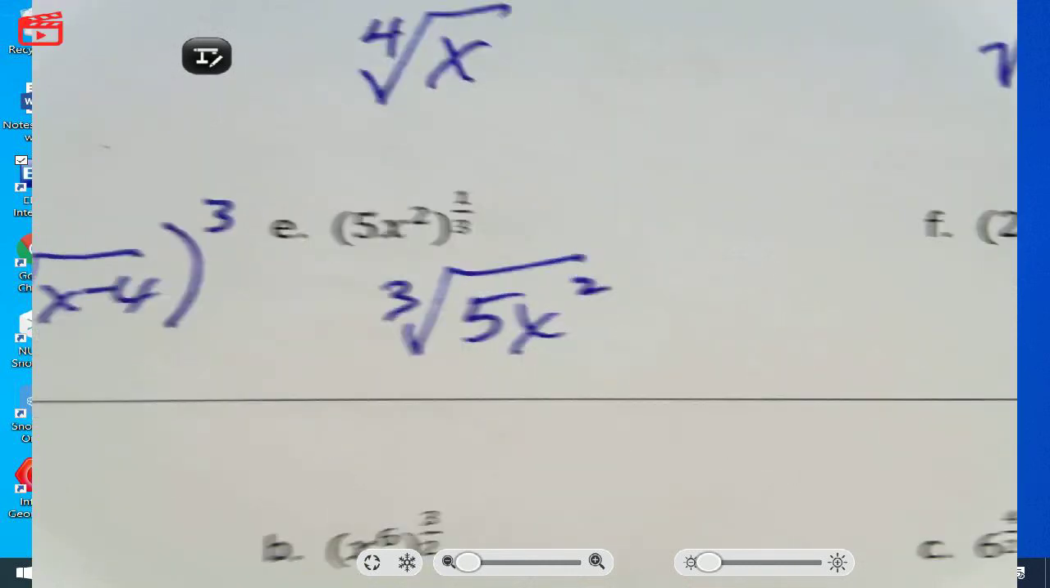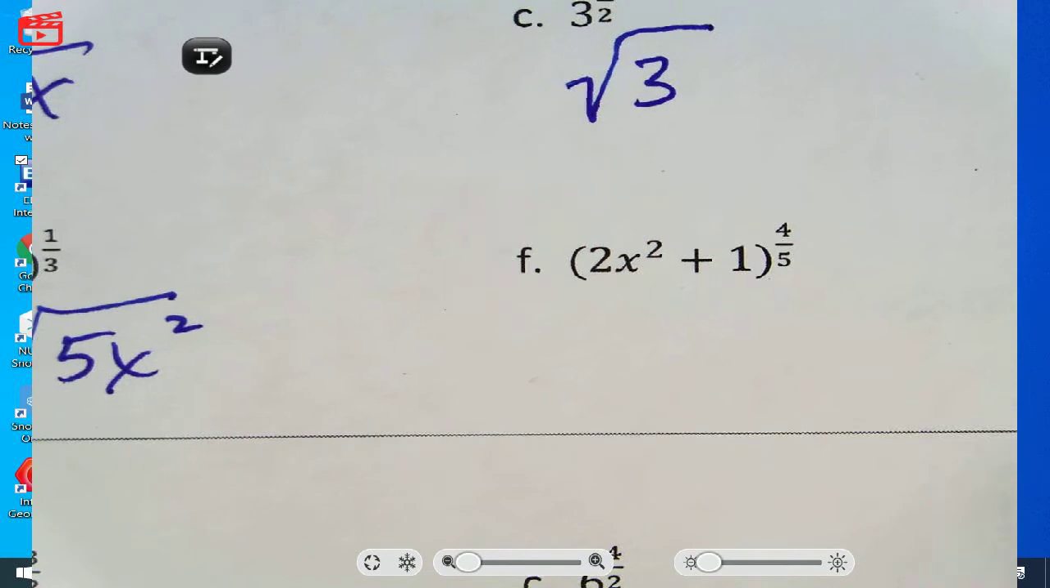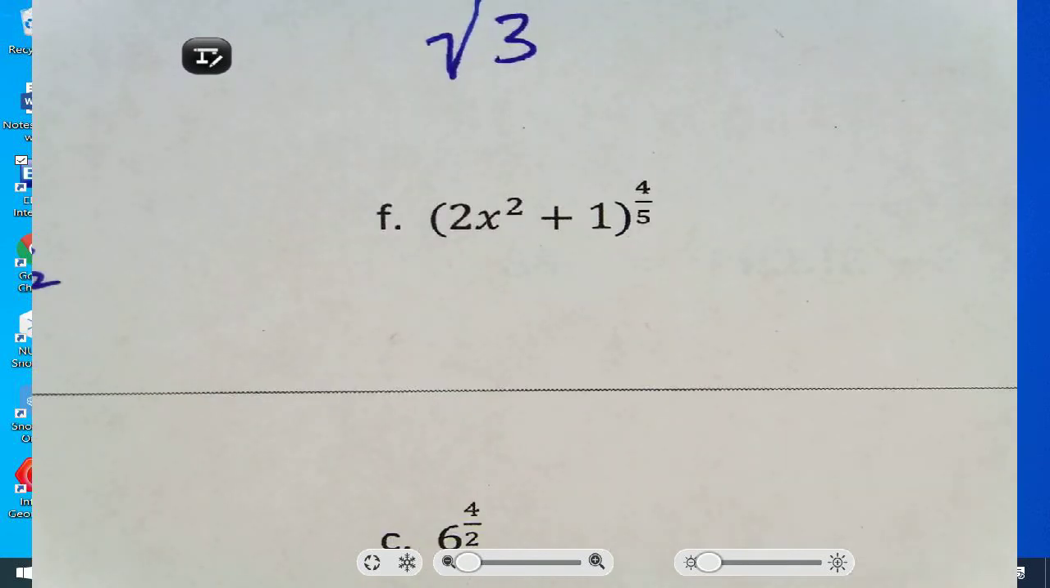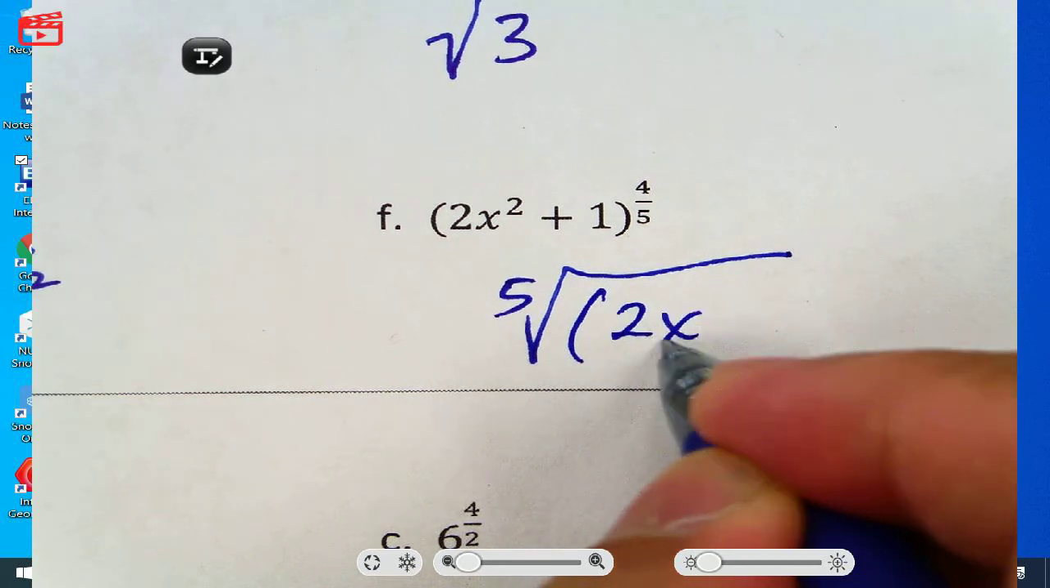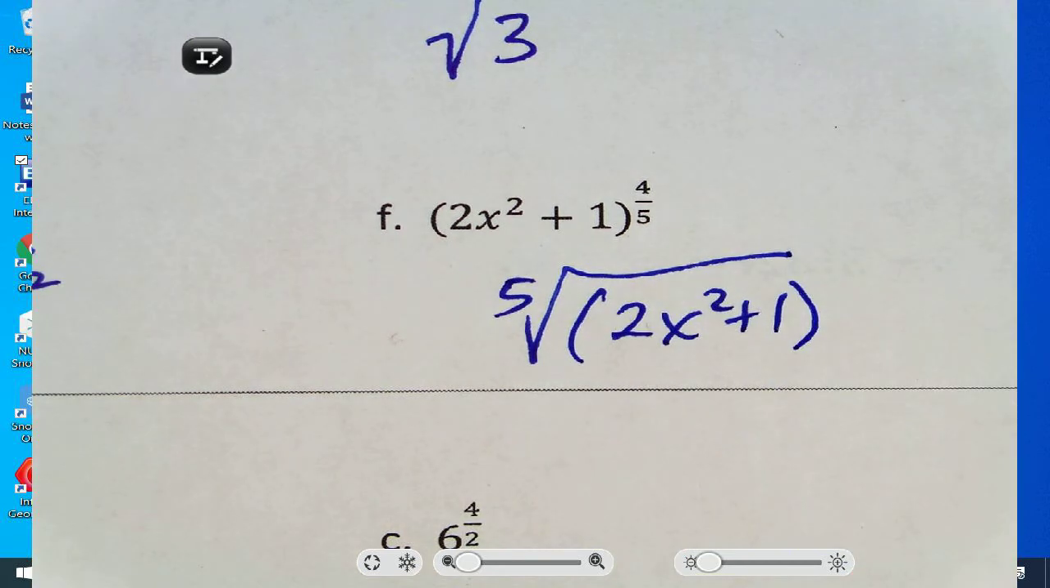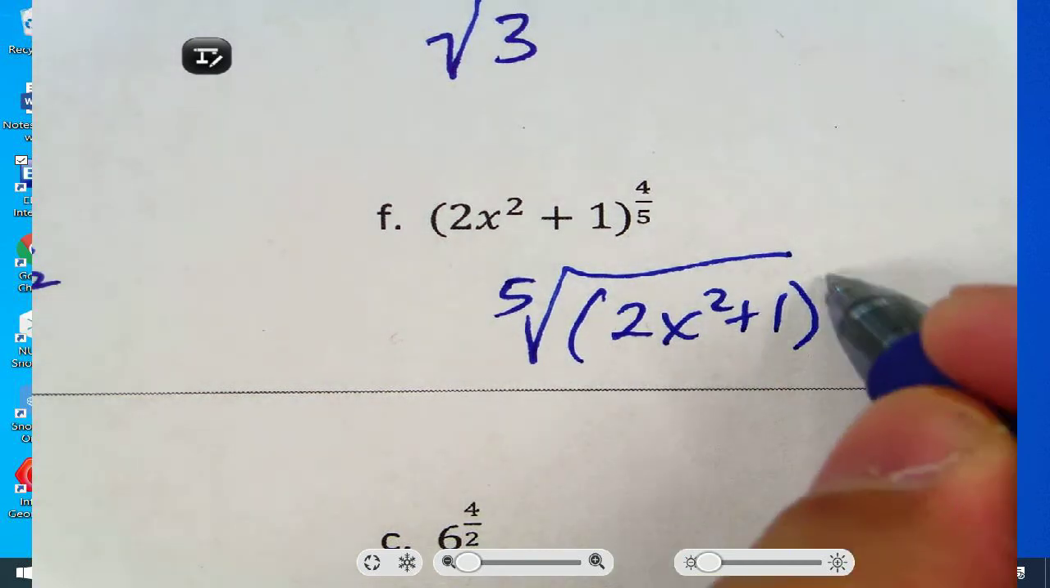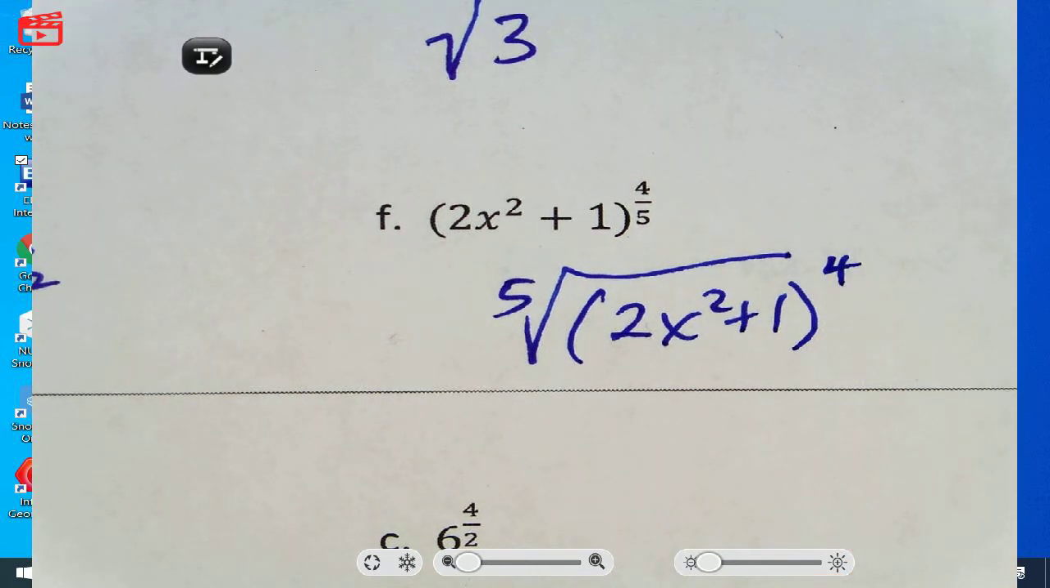And then F, so 5th root. I'm going to put it in parentheses, 2x squared plus 1, raised to what power? 4. That's it. Okay, so in parts 1 and 2, there are no calculations. When it says simplify, that's when you have to do some number crunching.